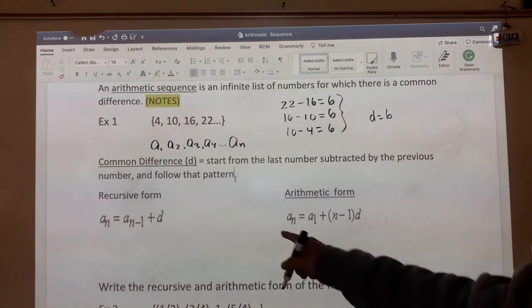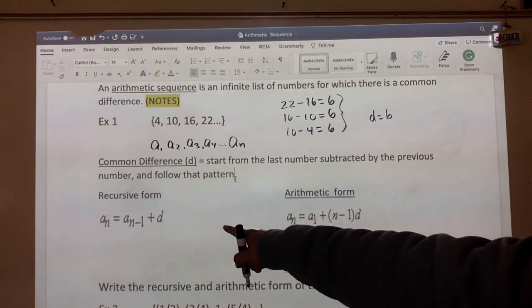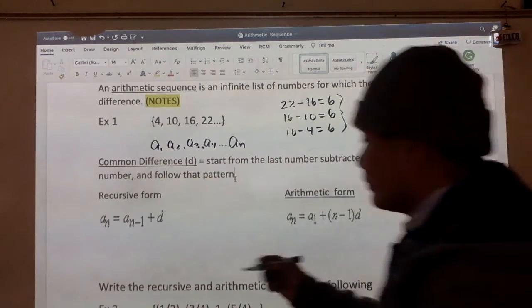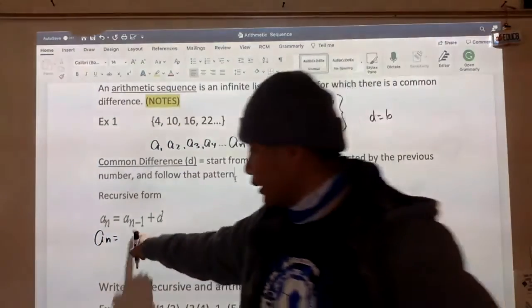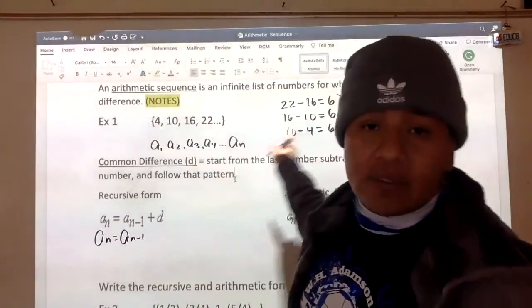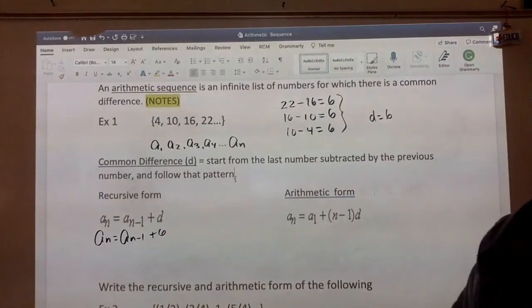On your homework, numbers 1 through 5, I'm going to ask you to do recursive and arithmetic. The only thing you have to do is place the things you know. For instance, on the recursive, it says AN. I don't know what N equals, so I'm going to leave it alone. However, I know what D equals: it is 6. That's the recursive form. That's all I want.